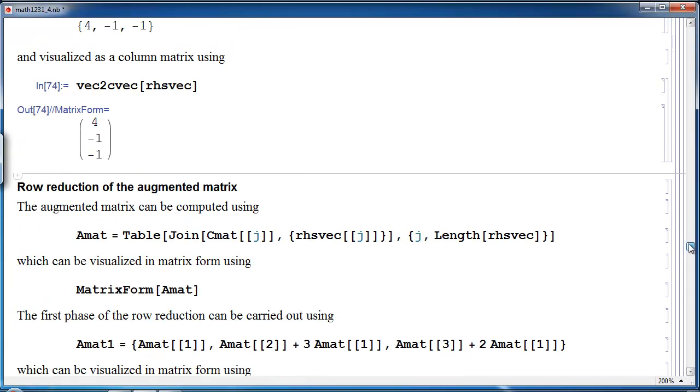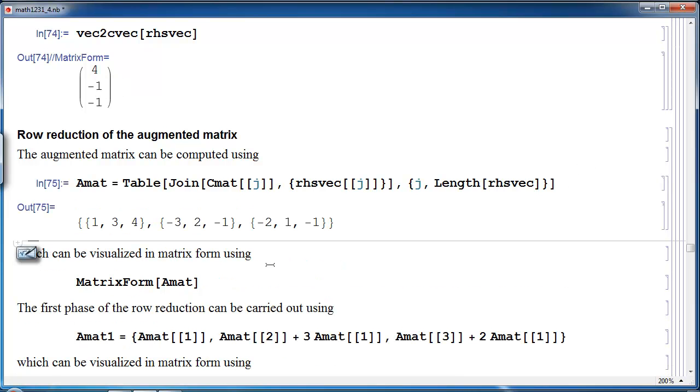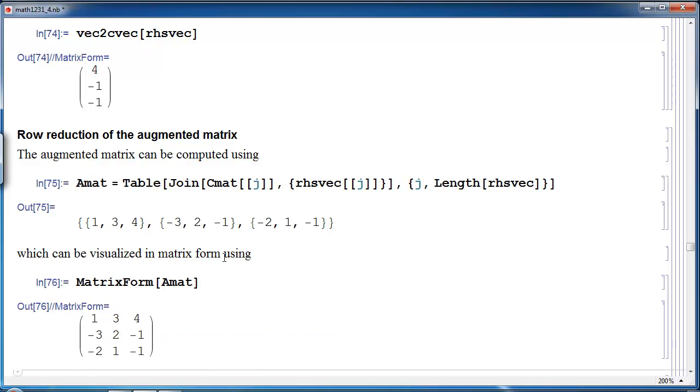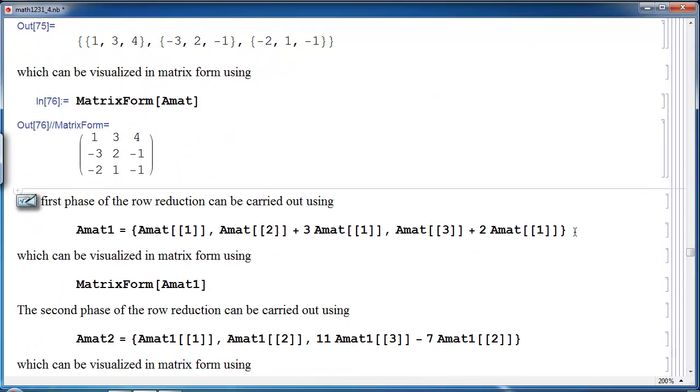So we now do row reduction of the augmented matrix. So for each row of the coefficient matrix, we add the corresponding element of the right-hand side vector, which we can do using this, and that produces the augmented matrix, which we can check using that. So that's all good. And now we carry out the row reduction, so it's the same as before.